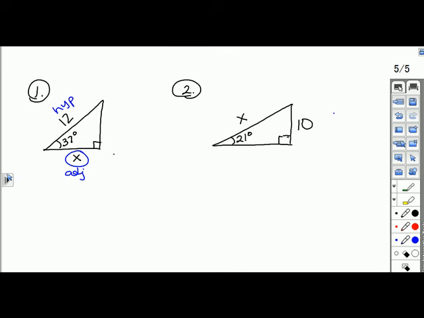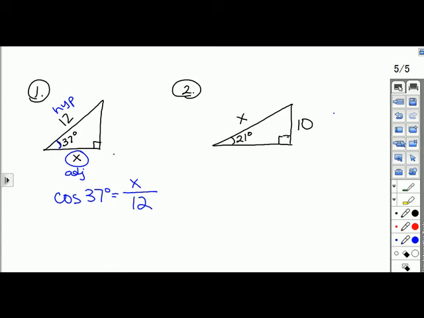So there are two trig functions that you could pick. You could either pick cosine or you could pick secant. I'm going to use cosine. So cosine of my angle is equal to adjacent over hypotenuse. Everyone agree with that? Yeah.